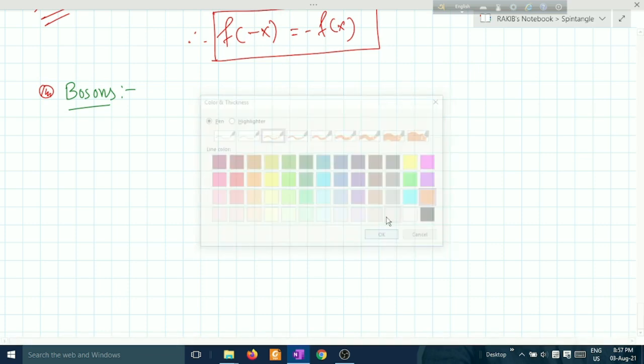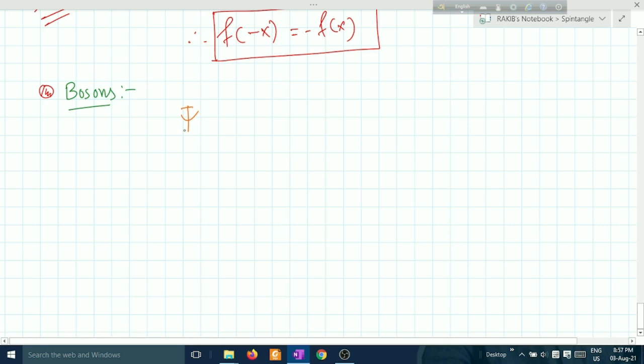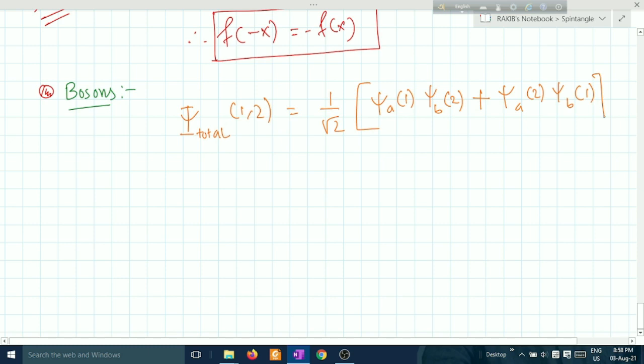The total wave function in case of bosons is given as psi total of particle 1 and 2, 1 upon root 2, psi a1 psi b2 initially. Here comes a plus sign, which is not there for the case of Fermi particles. Then psi a2 and psi b1. This is the total wave function of the particles when particle number 1 is in the state A and particle number 2 is in the state B.